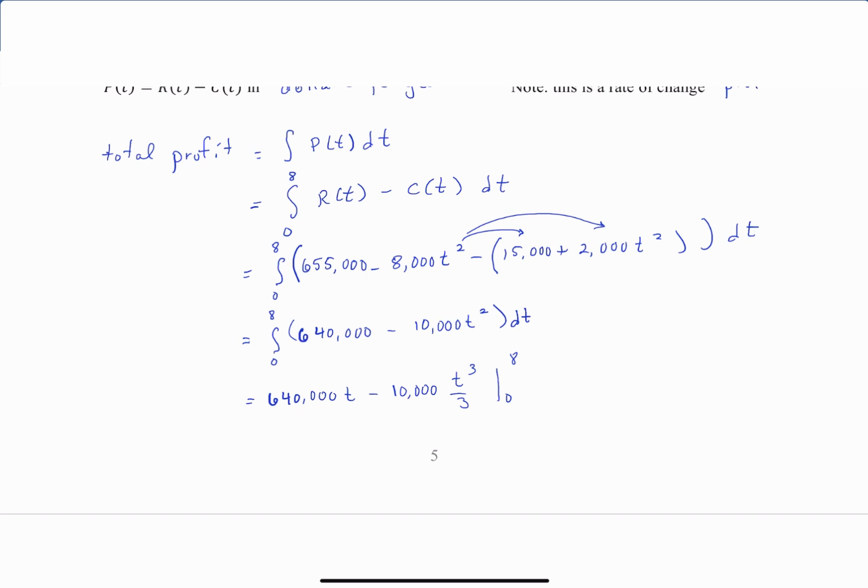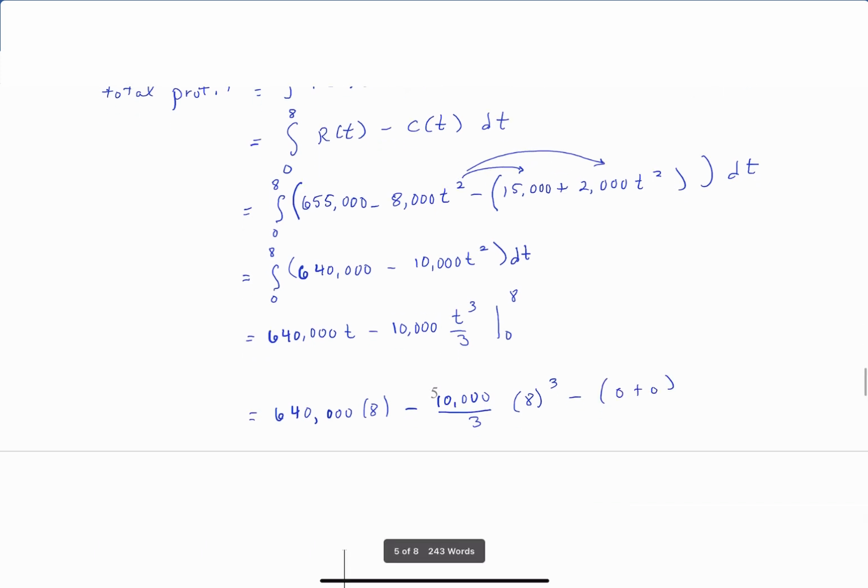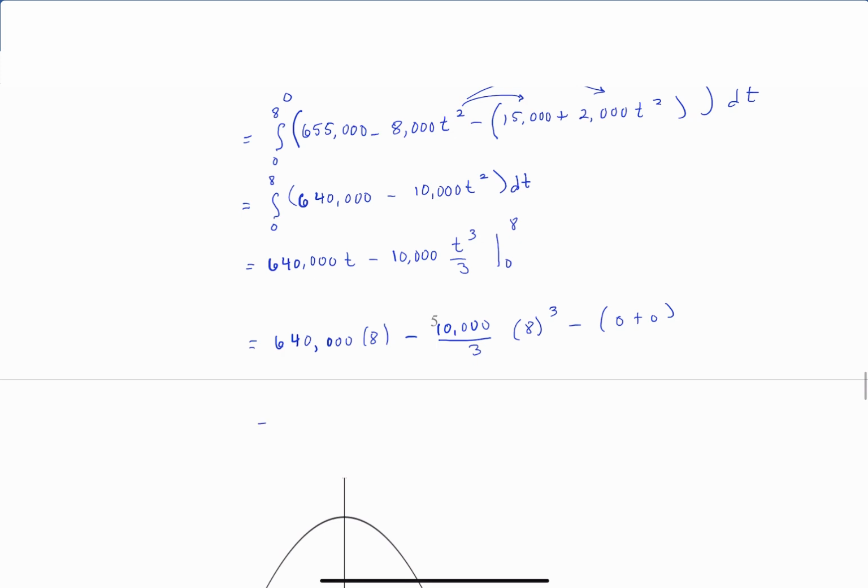Plugging in our limits of integration next, we have 640,000 times 8 minus 10,000 over 3 times 8 cubed, minus what we get putting in zeros, which is just zeros. So we wind up with $3,413,333.33.